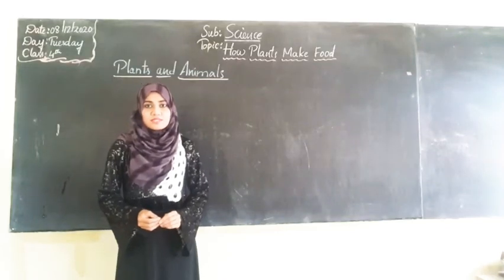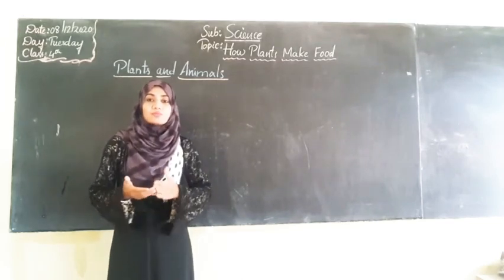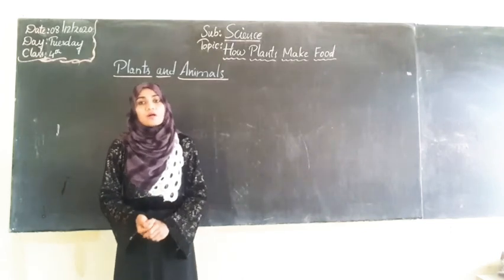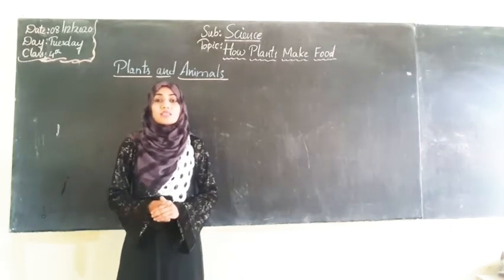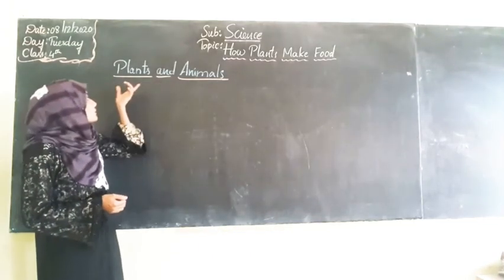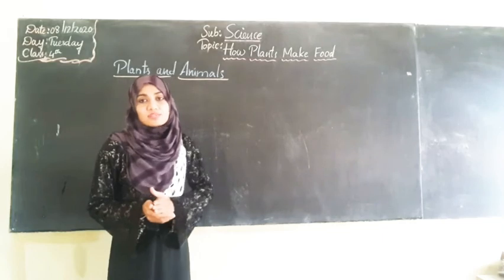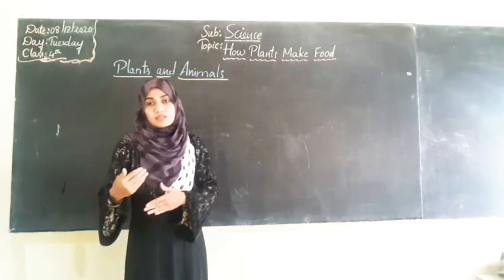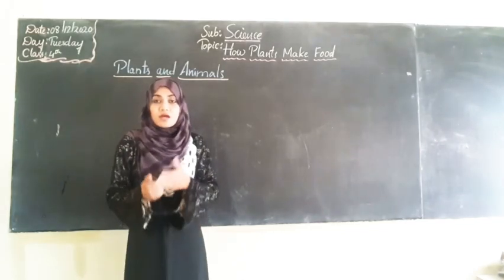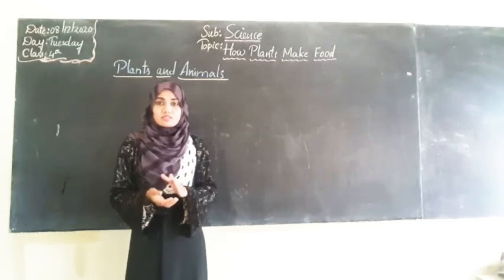Hello students, in the previous class of this chapter, how plants make food, we studied how leaves help in the preparation of food for plants and why they are considered the kitchen of the plants. So now today we will discuss plants and animals, that means the interdependency of plants and animals. That is, how plants are dependent on animals and how animals are dependent on plants for their survival, and how important the equal presence of plants and animals is, that we will discuss in today's class.